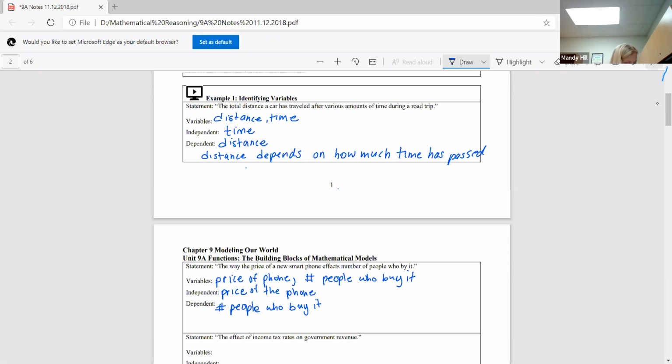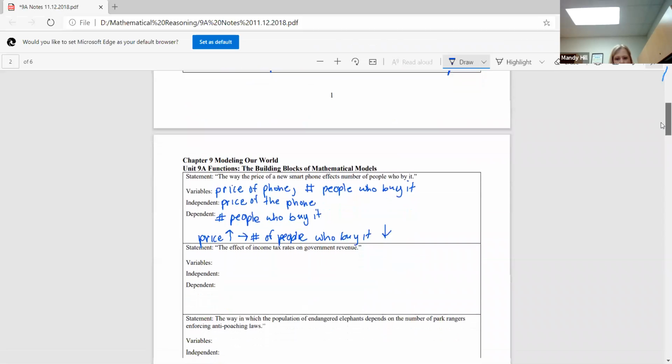So we expect that as the price increases, the number of people who buy it would decrease. Okay, as the price of the phone gets higher, the price is going to affect the number of people who buy it. The price gets higher, the number of people who buy it gets lower. And just the opposite would be true. As the price got lower, maybe the number of people who buy it would get larger or bigger.